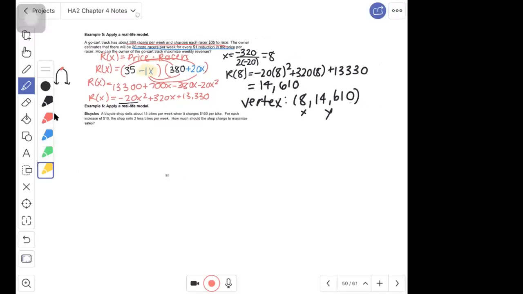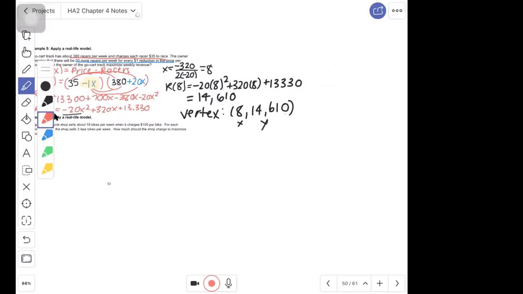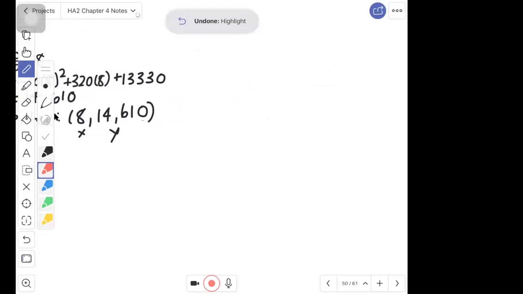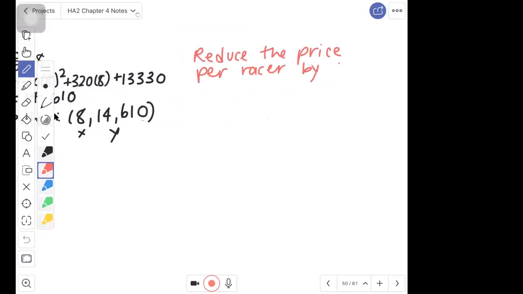8. And we need to reduce it by just 1 times that x. We're just reducing it by whatever our x is, right? That's what our price function says. So we just need to reduce the price by $8. So we should reduce the price per racer by $8. And that's going to get us to that revenue.